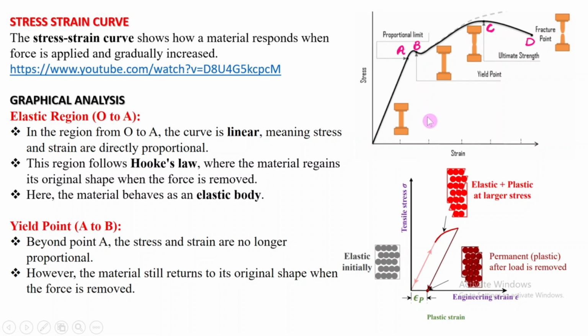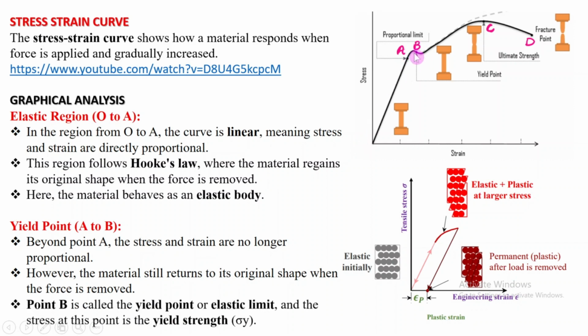Now, what is the physics behind the journey from point A to point B? Beyond point A, the stress and strain are no longer proportional. That means if we apply less stress, there will be more change in the strain of that material. However, the material still returns to its original shape when the force is removed, so it is still elastic. Up to point B, this whole journey is for the elastic material.